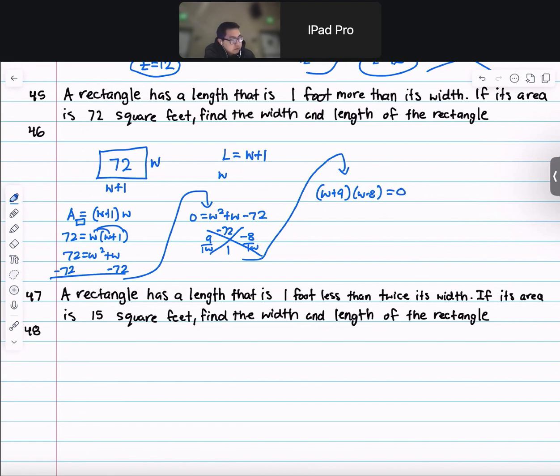Equals 0. So we're going to set both our factors equal to 0. w equals 8 and w equals negative 9. It cannot be negative 9. You cannot have a negative length or width. But remember, we're trying to find the width and the length of the rectangle, right? Well, we know the width is 8. And remember, we said the length equals the width plus 1, which is 8 plus 1, or 9. The length is 9 and the width is 8. Okay.